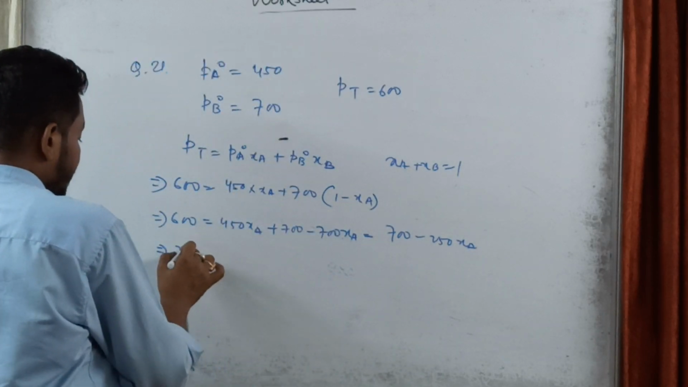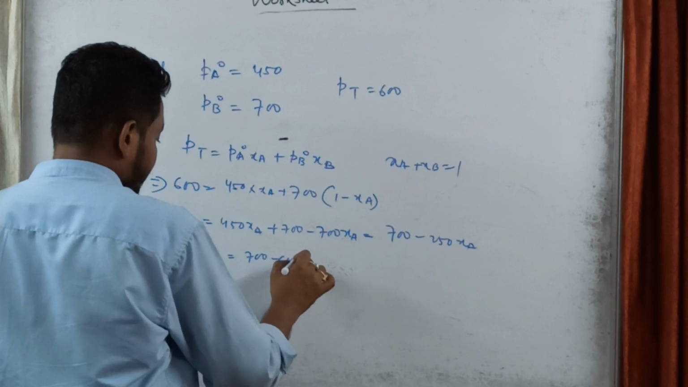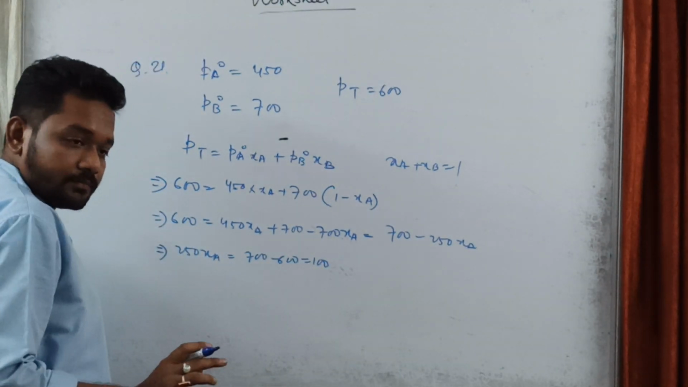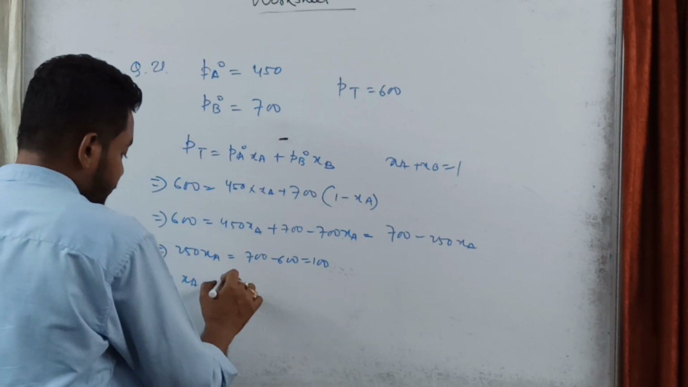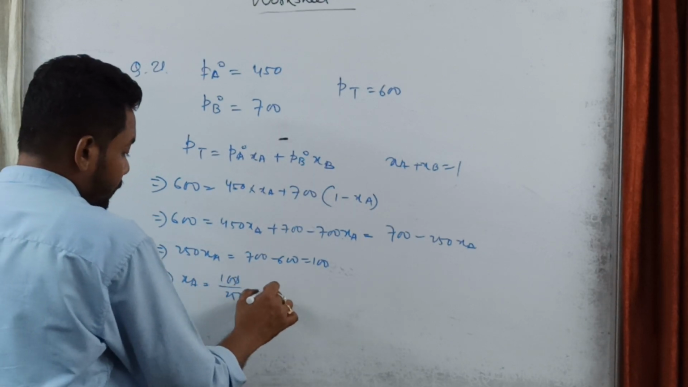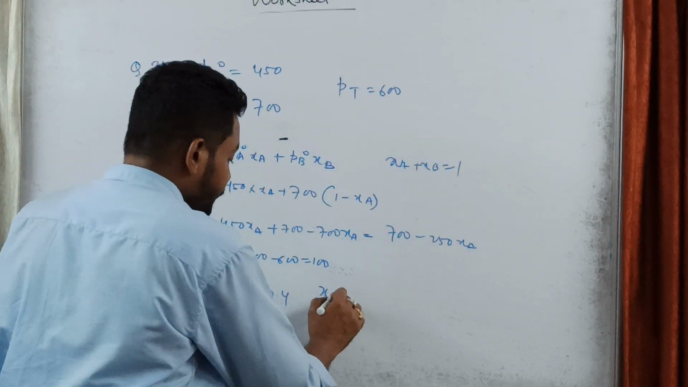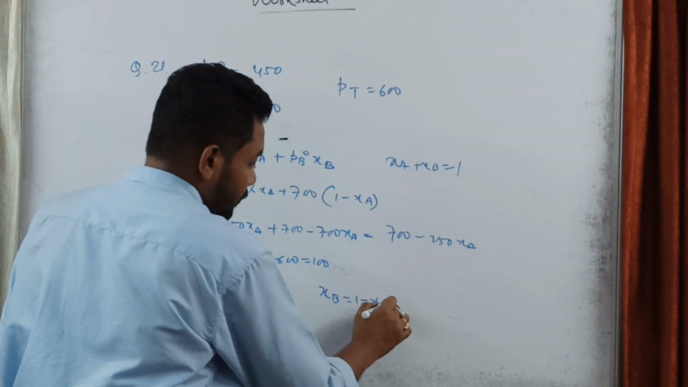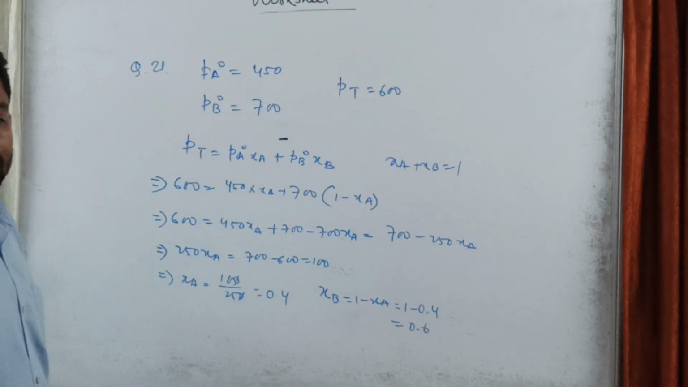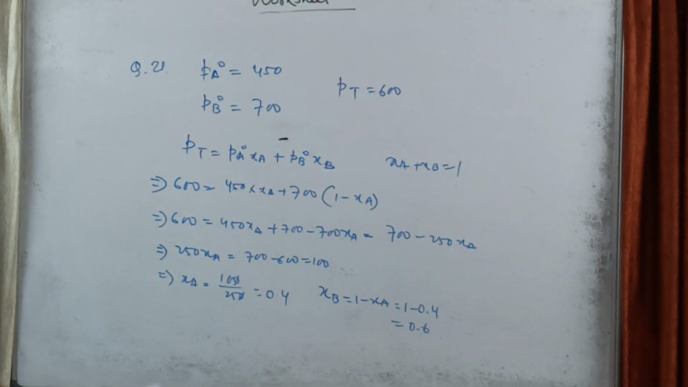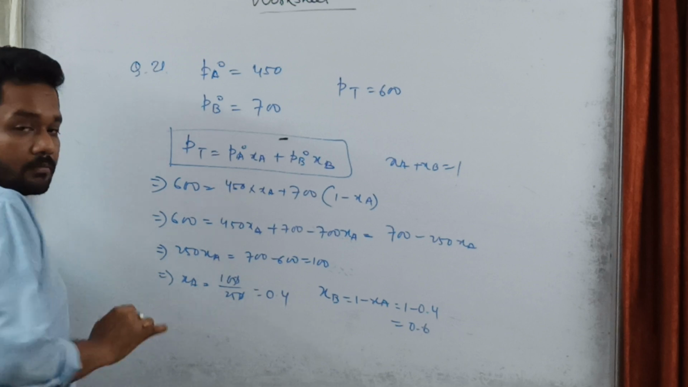Now 250 XA is coming out to be 700 minus 600, so that is 100. Yes or no, please tell me. Now XA should be 100 by 250, and 100 by 250 means that value is 0.4. So when XA is 0.4, XB should be 1 minus XA, so that is 1 minus 0.4, and that value is 0.6. So XA and XB you can simply calculate from this equation.